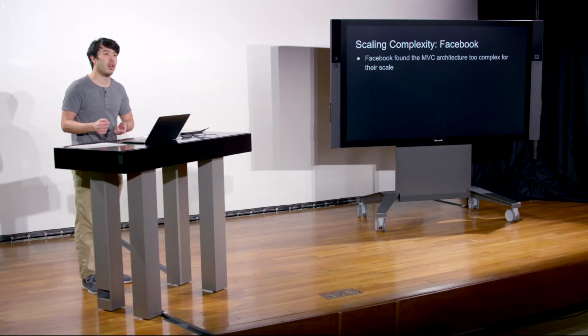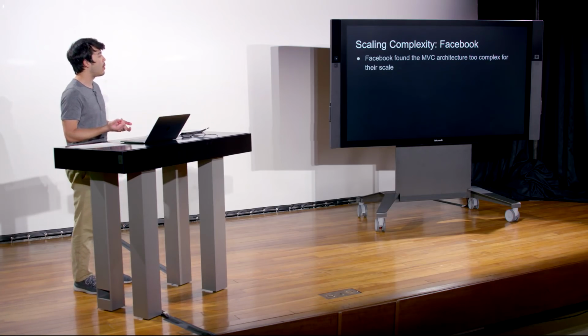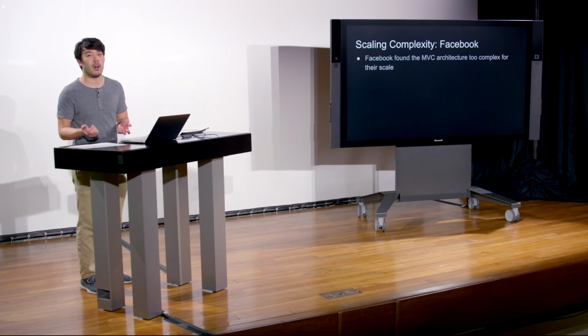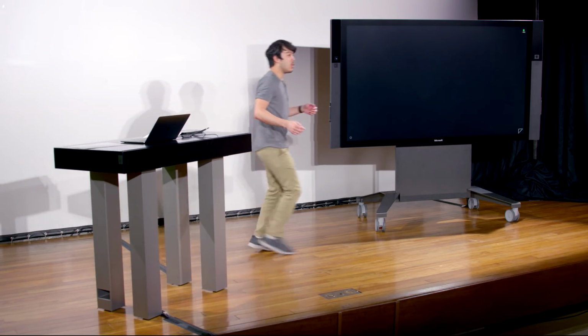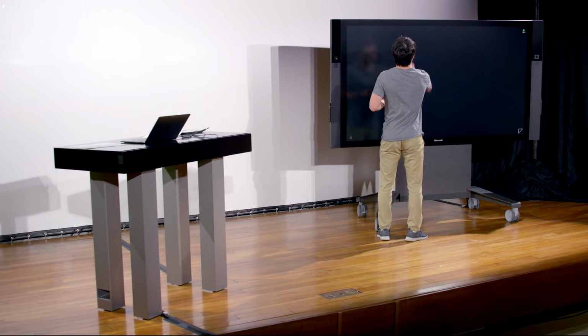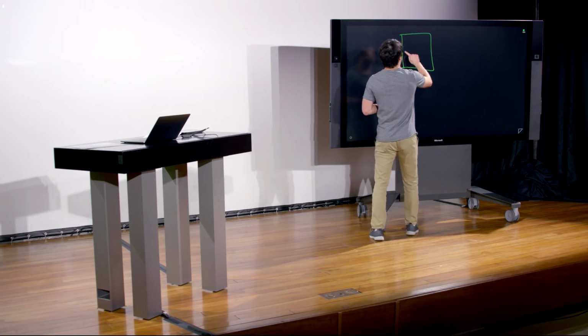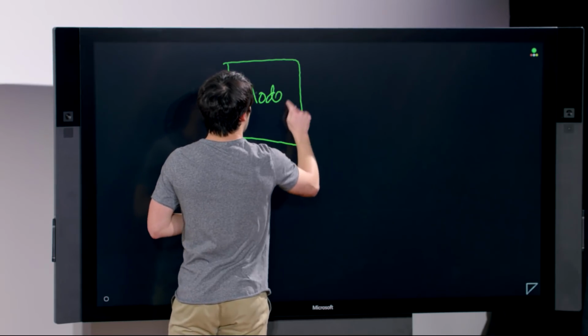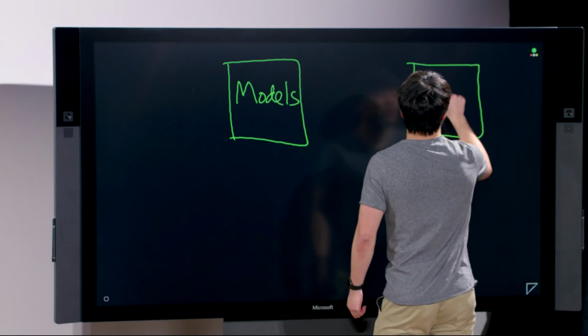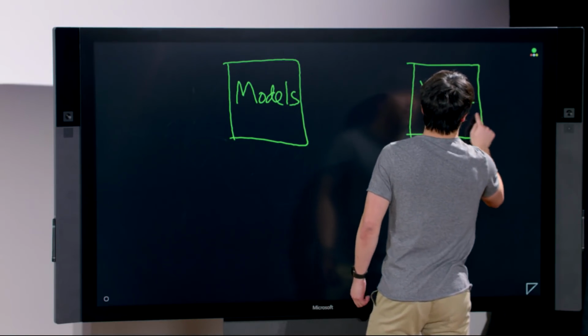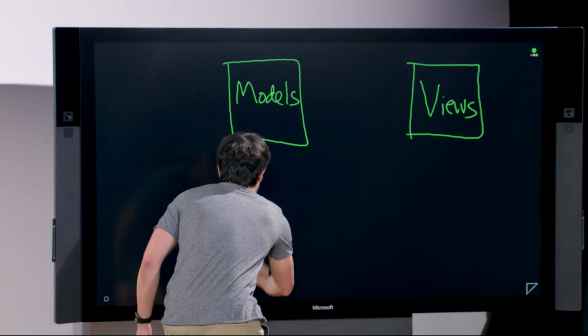So they found that the MVC architecture is a little bit too complex for their scale. And so those of you who took CS50, we talked about this architecture called Model View Controller. And what exactly is that? So in the MVC architecture, we have models. We have views. And we have controllers.